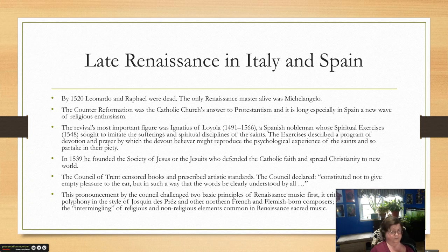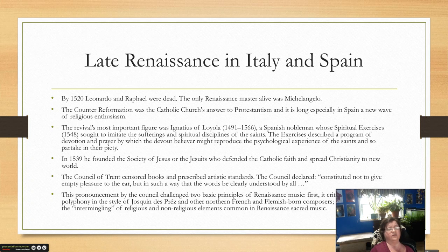The Council of Trent censored books and prescribed artistic standards. The Council declared that music should be composed not to give empty pleasure to the ear, but in such a way that the words be clearly understood by all. So there was this censorship to create work, whether it's art or literature, that was pious and honoring of God.